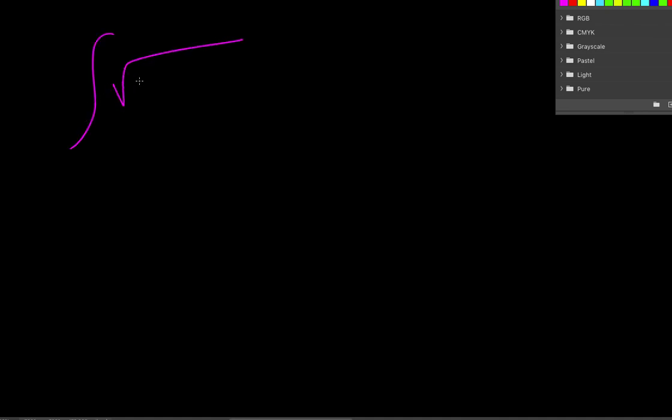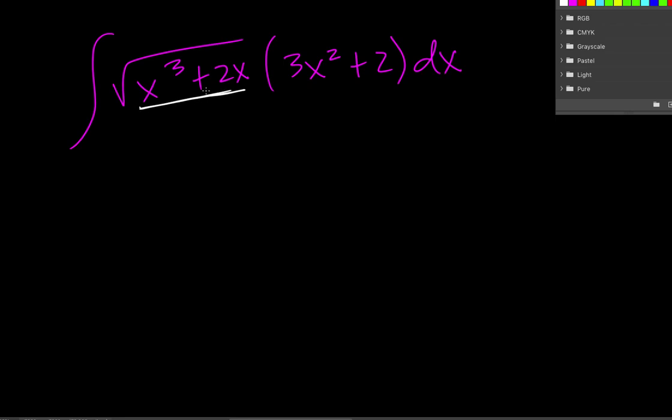Okay, they want us to integrate the square root of x cubed plus 2x, times 3x squared plus 2, dx. Okay, now when we're doing things like this, we want to try to figure out which one is a derivative of the other one. Now if we look at this inside piece, we see that if we took the derivative of that inside, we would get this piece. And so that's going to be a key to how we do this. Now before we take the derivative though, I'm going to rewrite this like this.